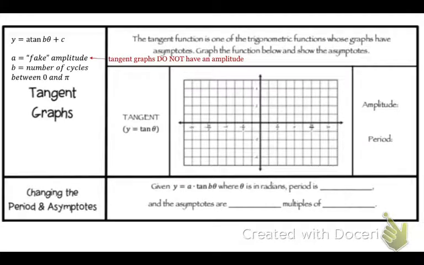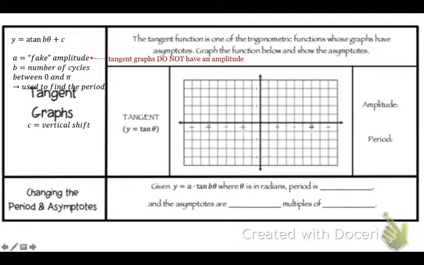B is the number of cycles between 0 and pi, and it's used to find the period, and C is the vertical shift. Okay, so in this case, our first one, we don't have any A. Well, A is 1, B is 1, C is 0. So here, our period is pi over B instead of 2 pi over B. And the asymptote is the period times 1/2.